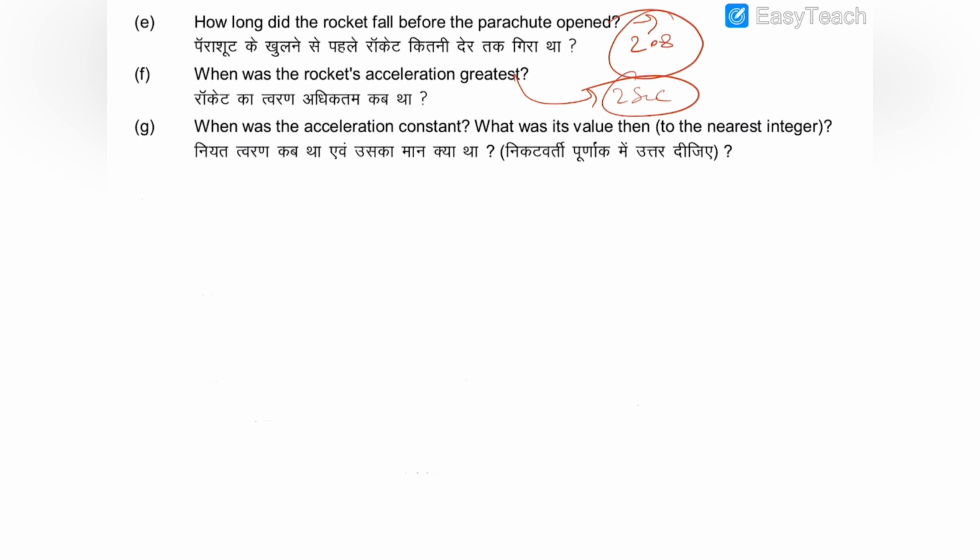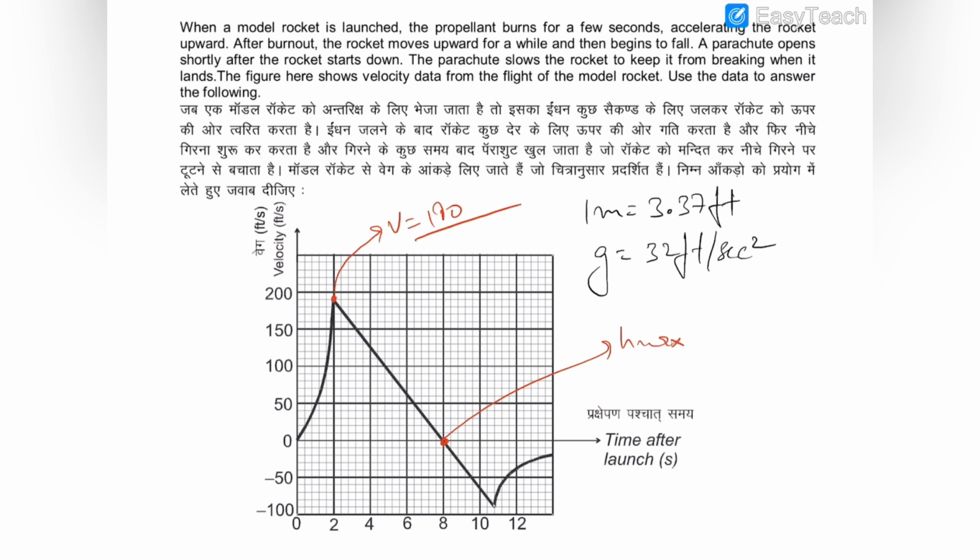Now, when was the acceleration constant, and what was the value of that acceleration? You can see the acceleration was constant during the time in which the rocket fell under gravity. Free fall doesn't mean that the object is only falling. In fact, any object which is projected in the upward direction under the effect of only gravity is also in the state of free fall.